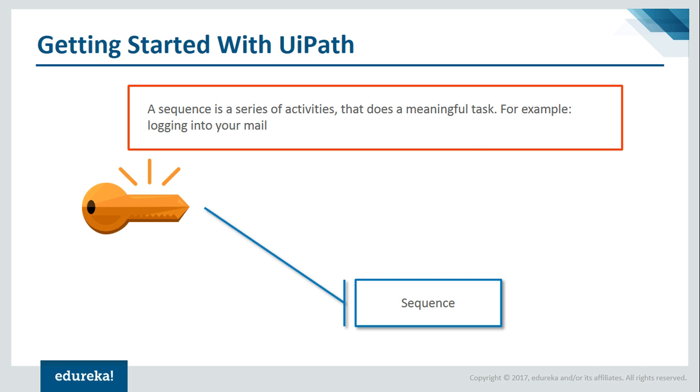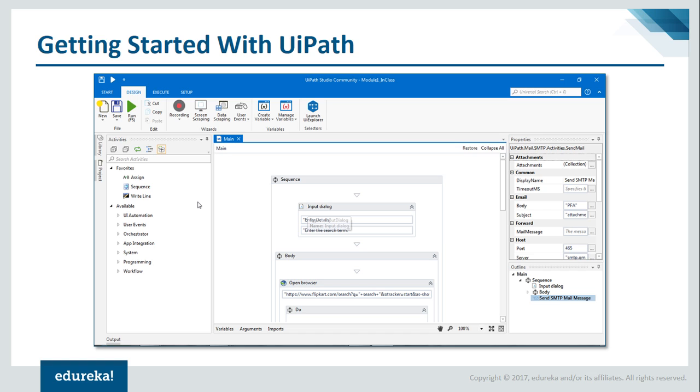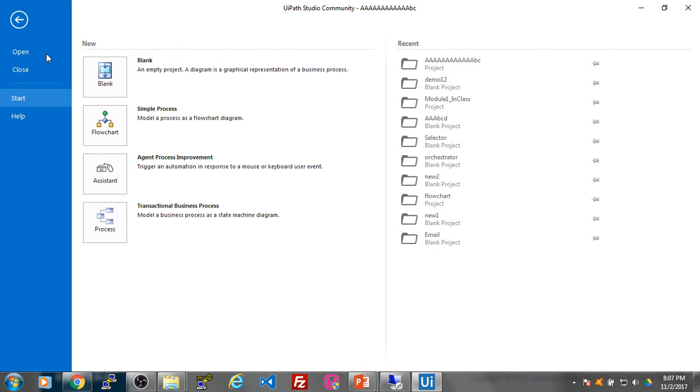Now, if you were to talk about the user interface of UiPath Studio, this is how it looks. Let me quickly switch to my tools so that I can show you how the UiPath tool actually looks like. So give me a second. All right guys, I hope you can see my tool. This is the UiPath screen. This is how the tool actually looks like.